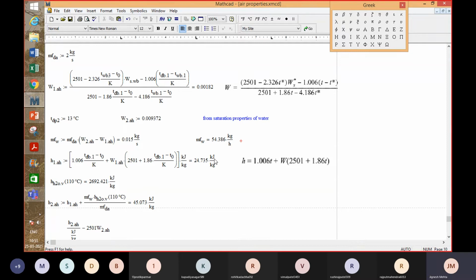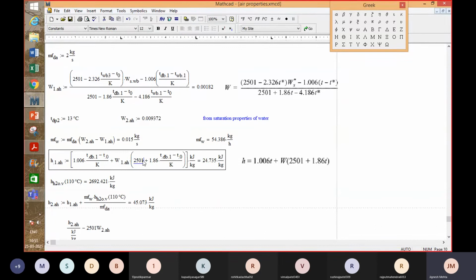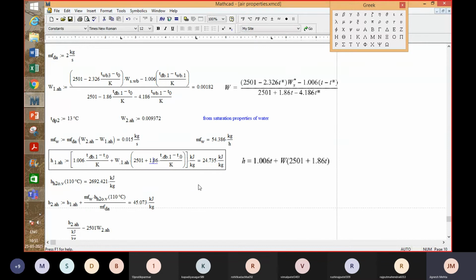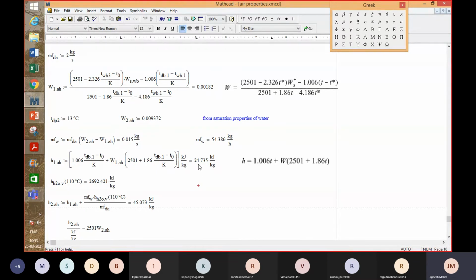And now you want to get the dry bulb temperature. For that you will do the enthalpy balance. So you get the enthalpy at state 1. Enthalpy depends upon dry bulb temperature and depends upon W, and with the help of this formula you get the enthalpy at state 1. Because W1 and T1 both are known, you can get H1, which is 24.735 kilojoule per kilogram of dry air, right?